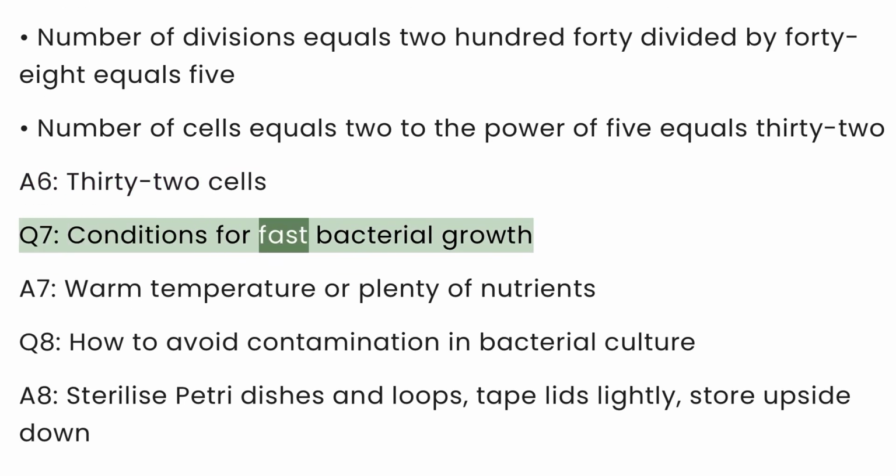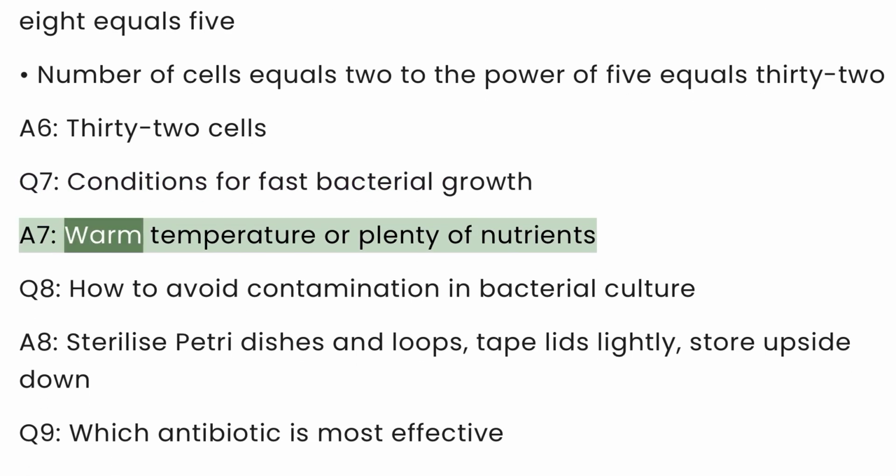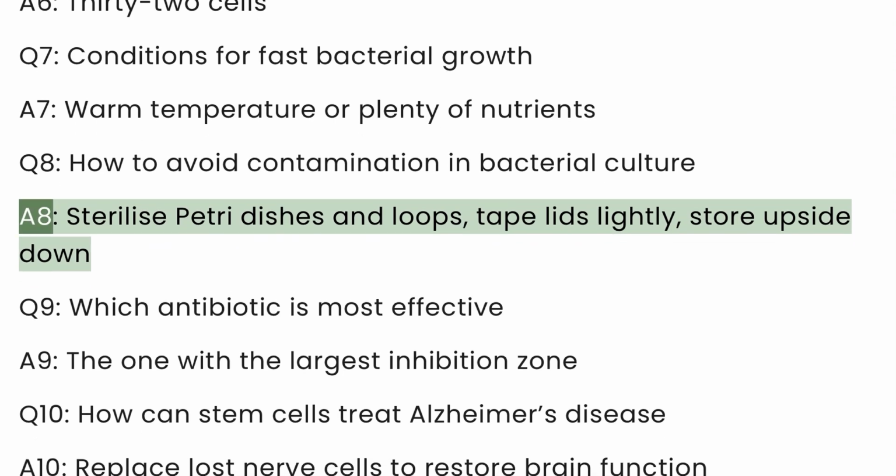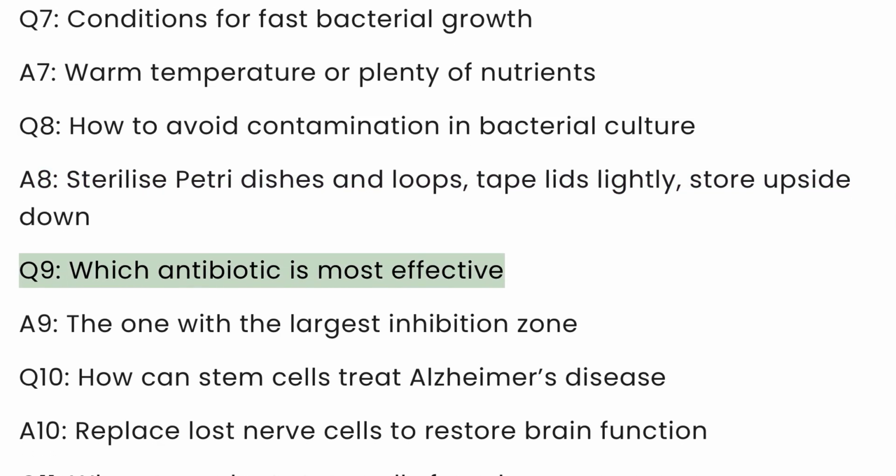Q7. Conditions for fast bacterial growth. A7. Warm temperature and plenty of nutrients. Q8. How to avoid contamination in bacterial culture. A8. Sterilize petri dishes and loops, tape lids lightly, store upside down.